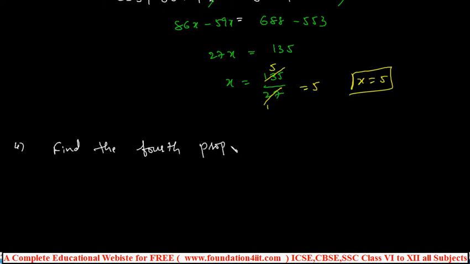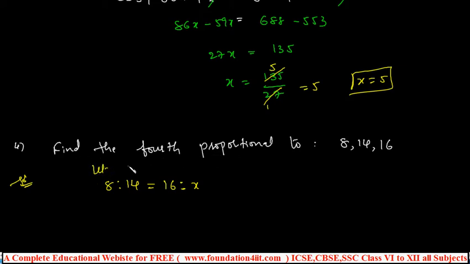Find the fourth proportional to 8 comma 14 comma 16. Fourth proportion we have to find out. So let the fourth proportion be x. Then 8 is to 14 is equal to 16 is to x. Okay, fourth proportion we have to find out now. So let the fourth proportion be x, then we can take this.